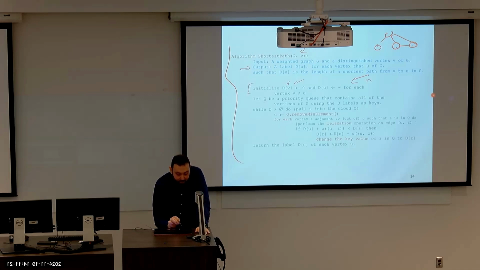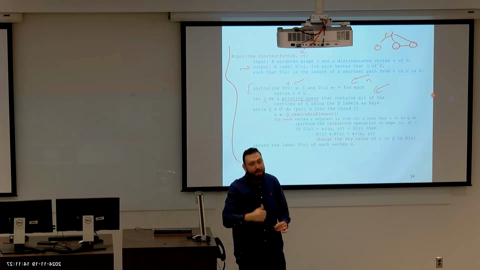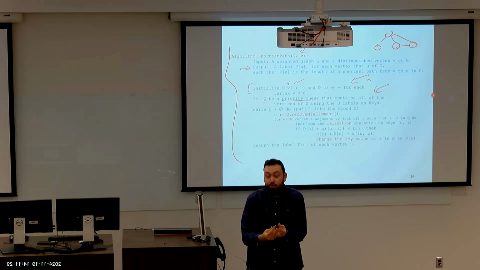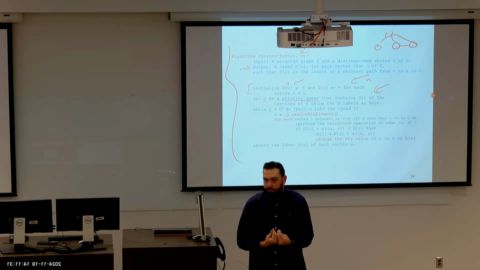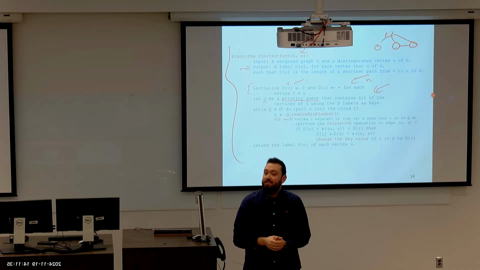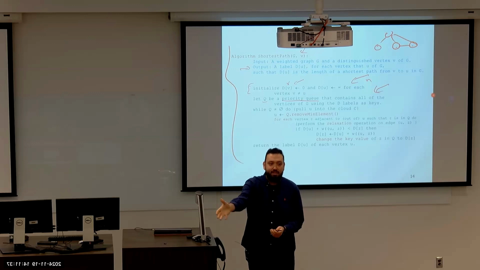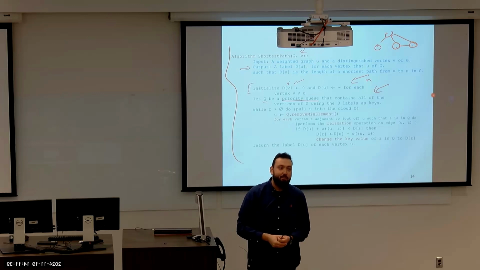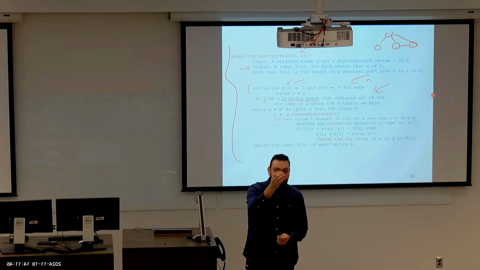Now let Q be a priority queue that contains all of the vertices. Let's say I'm using a heap and I want to build a queue. That's the second step. Sorry, I want to build a priority queue using a heap. So I want to build a heap. What is the cost of building the heap?